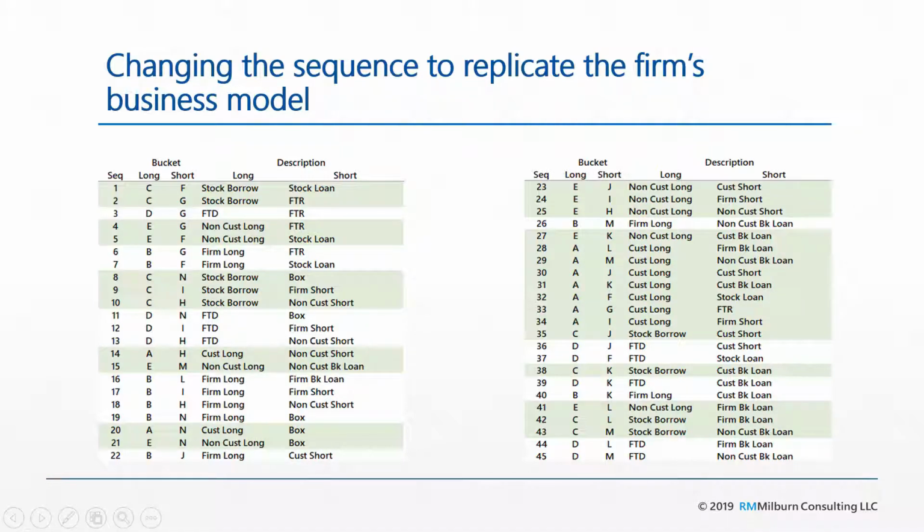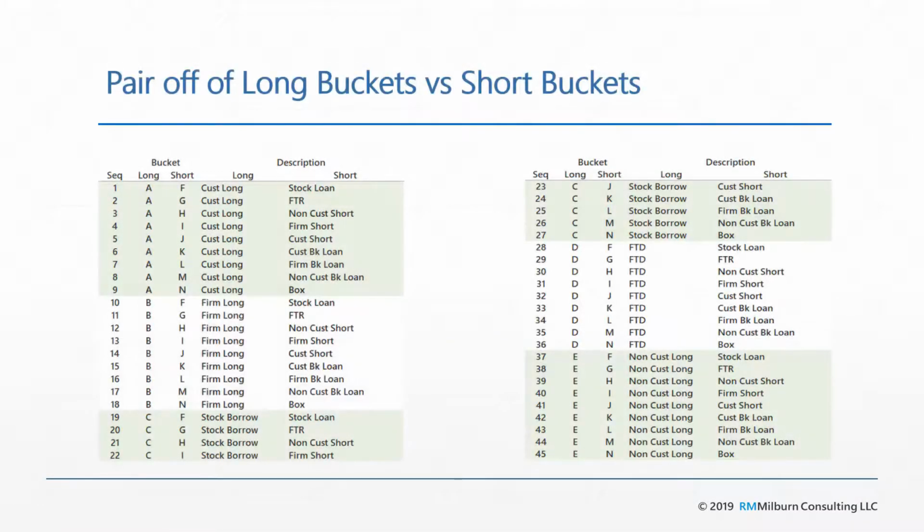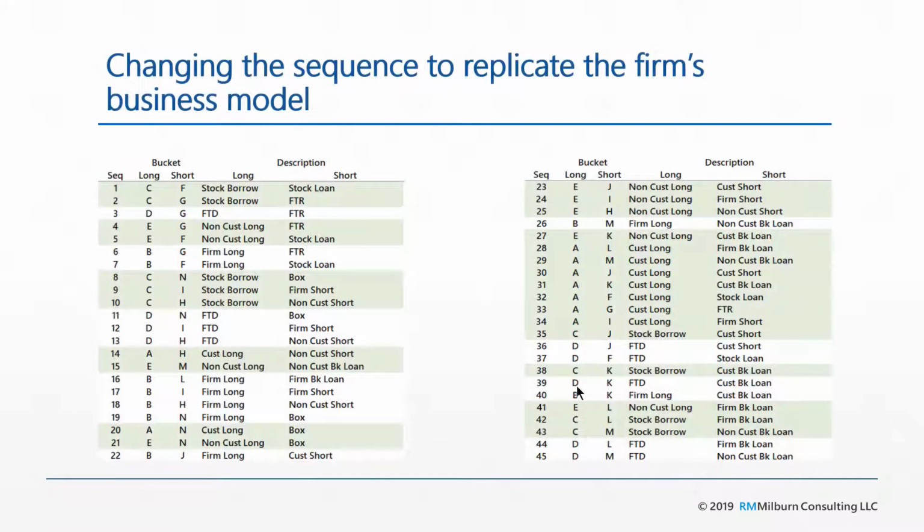If you recall on the last slide, each long category was paired with each short category, creating a green-white, green-white, green pattern. We've reshuffled the sequence to try to replicate the firm's business model. This is a reiterative process and takes time to build out.